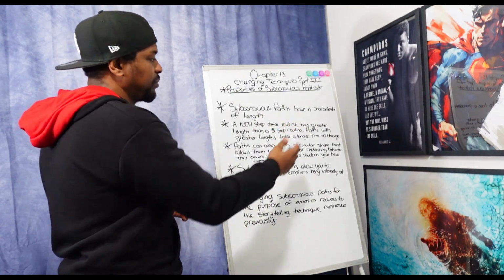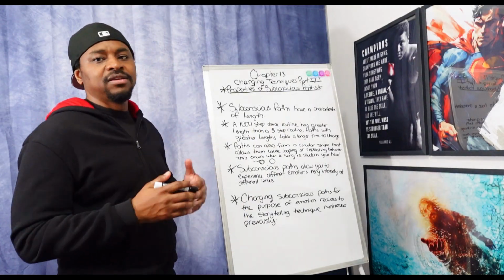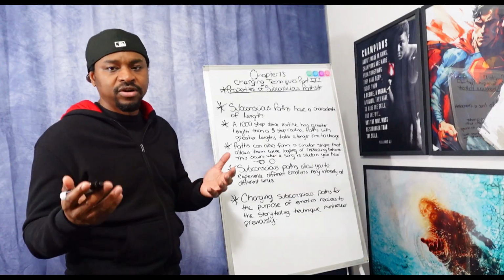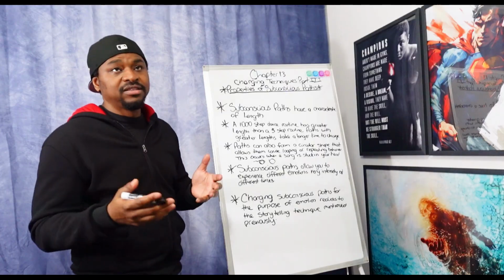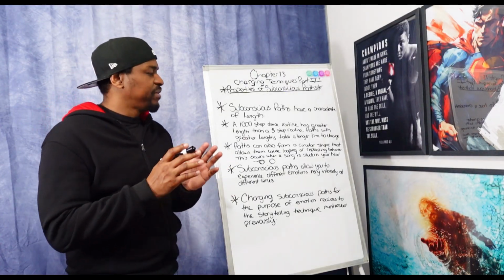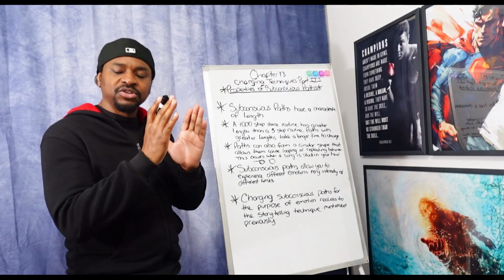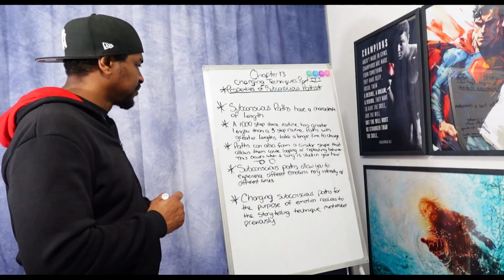Subconscious paths have a characteristic of length. All that means is that a path can be shorter or longer. You can imagine a path like a road, or not exactly a road, probably not the best example since they keep going, but you can imagine a path or a walkway could be very short or very long. The same thing is true in subconscious memory.